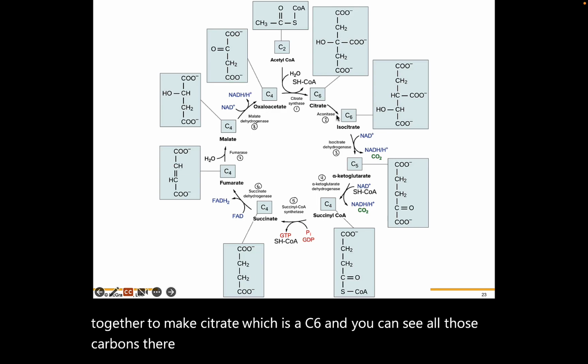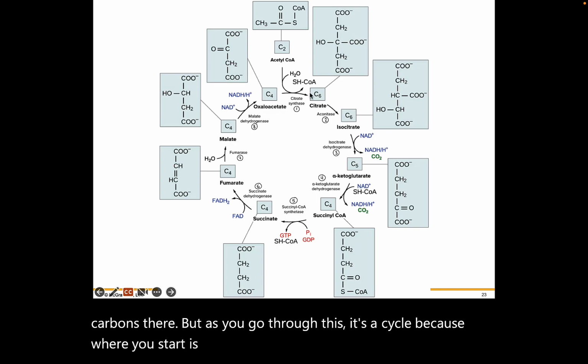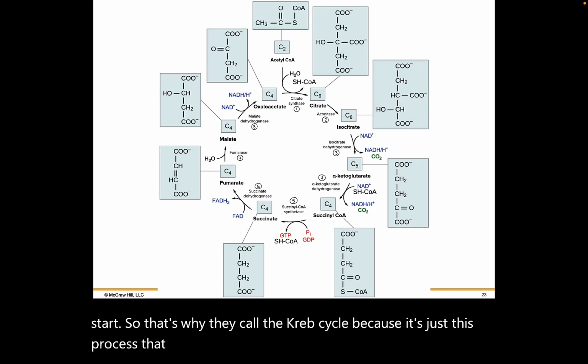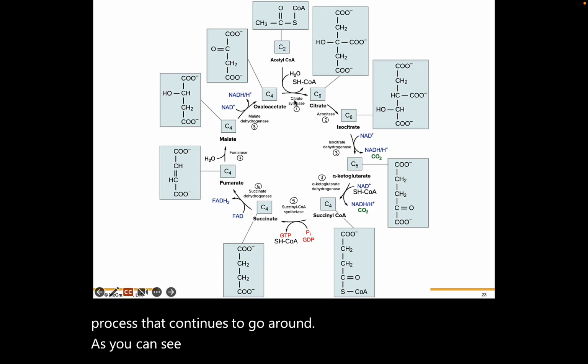But as you go through this, it's a cycle because where you start is where you end and where you end is where you start. So that's why they call it the Krebs cycle, because it's just this process that continues to go around. As you can see, there are different steps. You have this 1, 2, 3, 4, 5, 6, 7, 8 steps here.